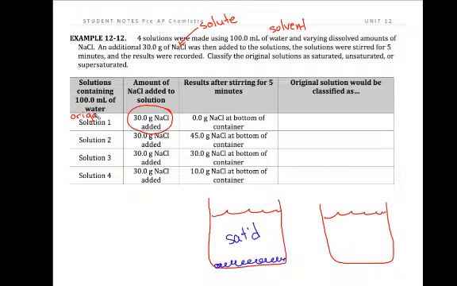So we had an original solution, and we were able to take that original solution and add 30 grams. Notice all of it dissolved. So if more dissolved, we were able to get more dissolved, then that solution originally must have been unsaturated.